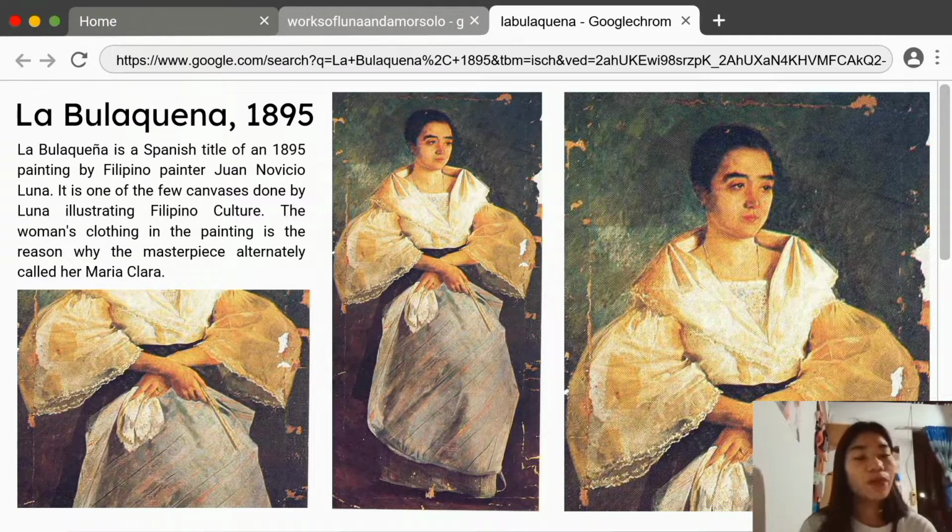It is a serene portrait of a Filipino woman wearing a Maria Clara gown, a traditional Filipino dress that is composed of 4 pieces, namely the camisa, the saya or long skirt, the pañuelo or neck cover, and the tapis, the knee-length overskirt. The woman's clothing in the painting is the reason why the masterpiece is alternately referred to as Maria Clara. It is one of the few canvases done by Luna illustrating Filipino culture.